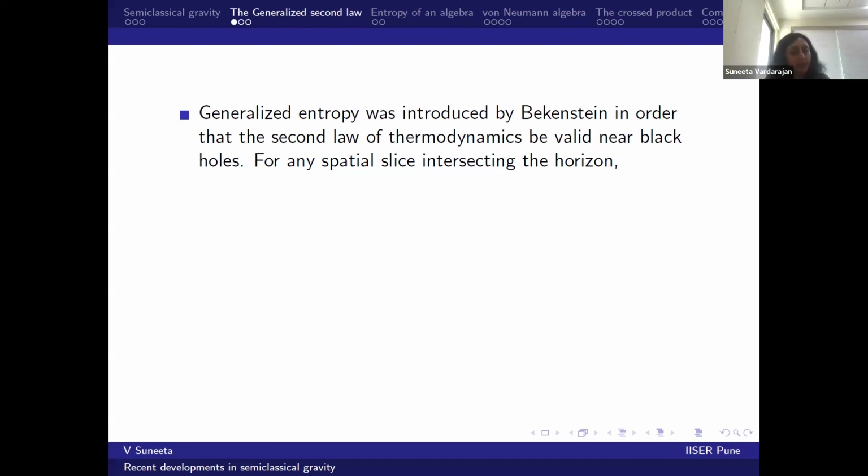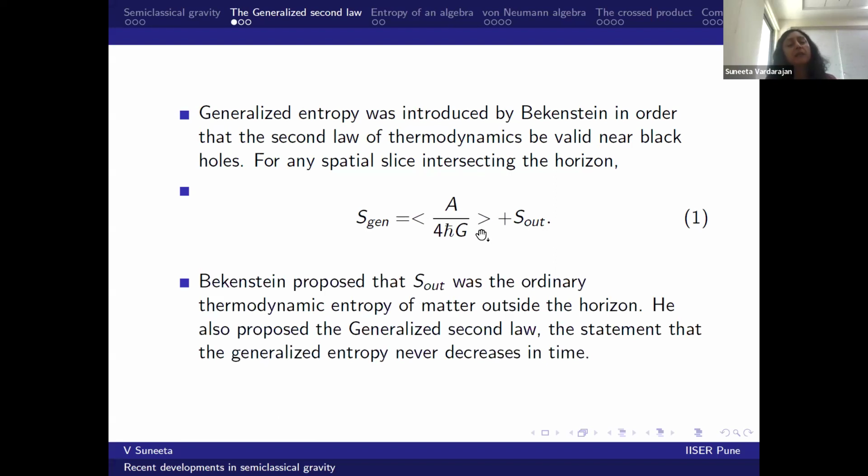In order to save the second law, Bekenstein proposed that black holes should have an entropy, and that entropy should be the area of the horizon by 4G. You construct this combination, area by 4G, which is the entropy of the black hole, plus the entropy of the outside matter. This sum of these two terms is called the generalized entropy. And then Bekenstein proposed that this generalized entropy never decreases in time.